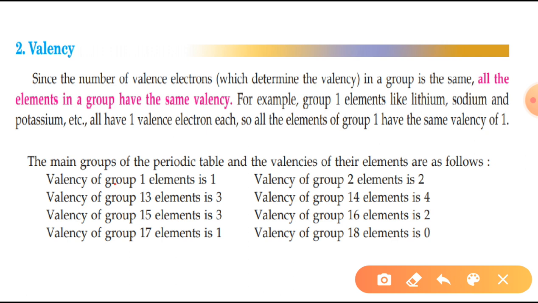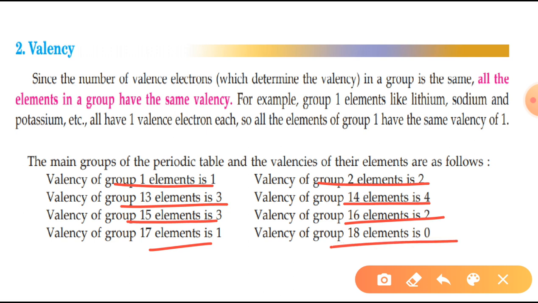Valency of group 1 elements is 1. For group 2 elements it's 2. For group 13 elements it's 3. For group 14 it's 4. For group 15 it's 3. For group 16 it's 2. Then for the 17th group it's 1. And for group 18 elements the valency is 0, just because their shells are completely filled with electrons.